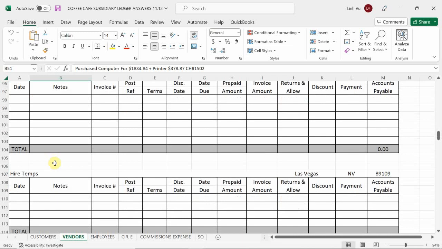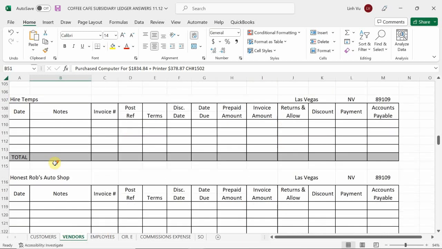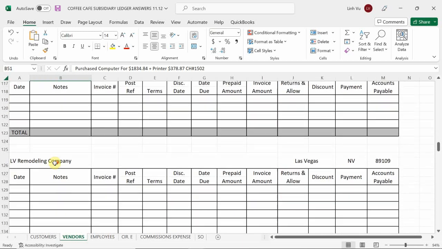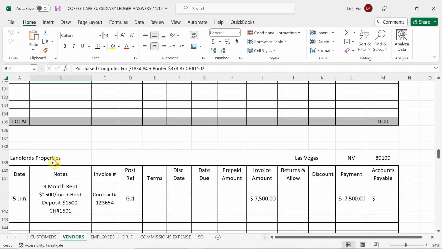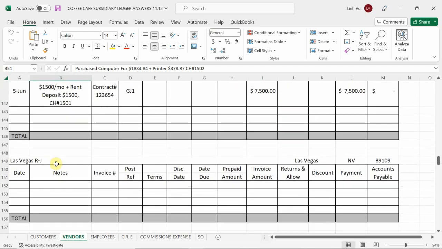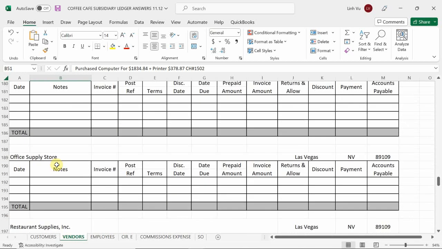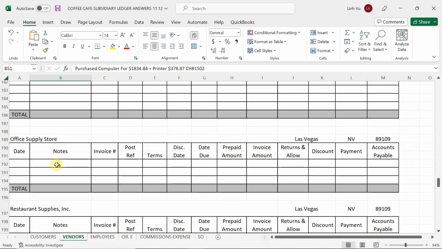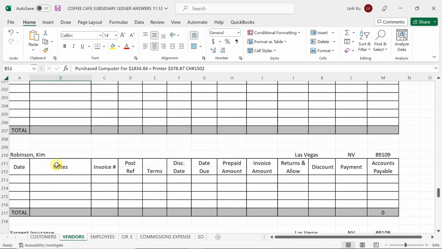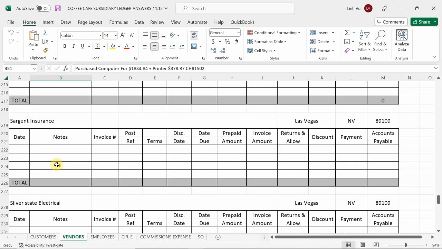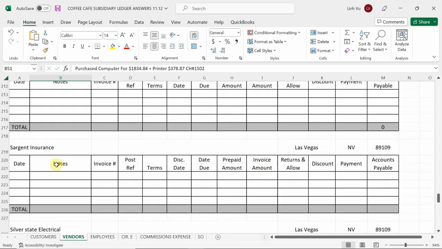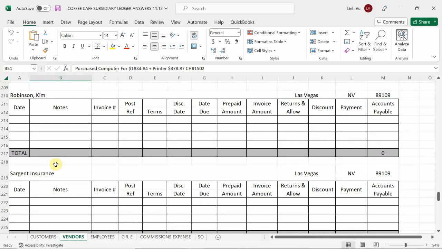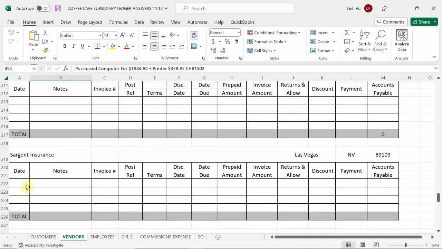So I'm on my subsidiary ledger now, under vendors, and I'm going to be locating Sargent. Okay, I think this is it. Sargent Insurance. Here they are.